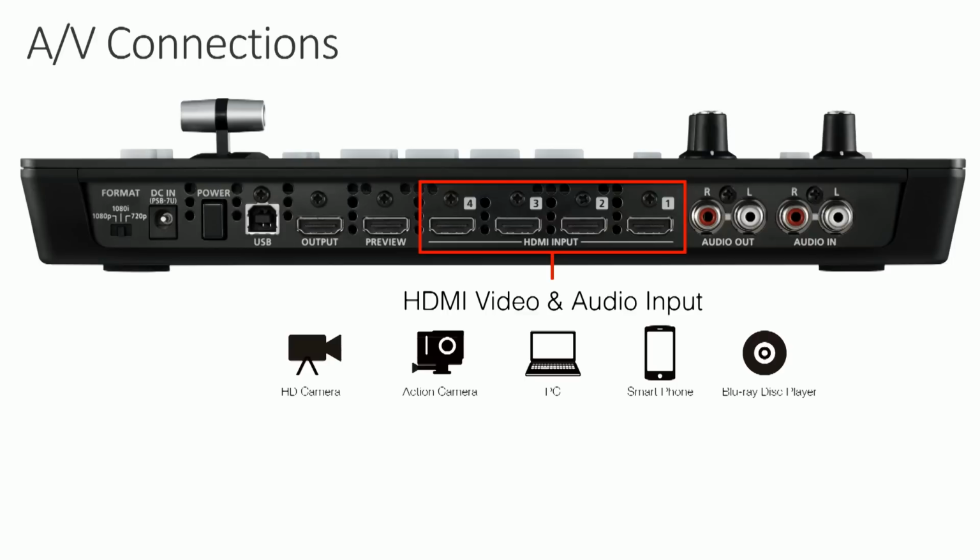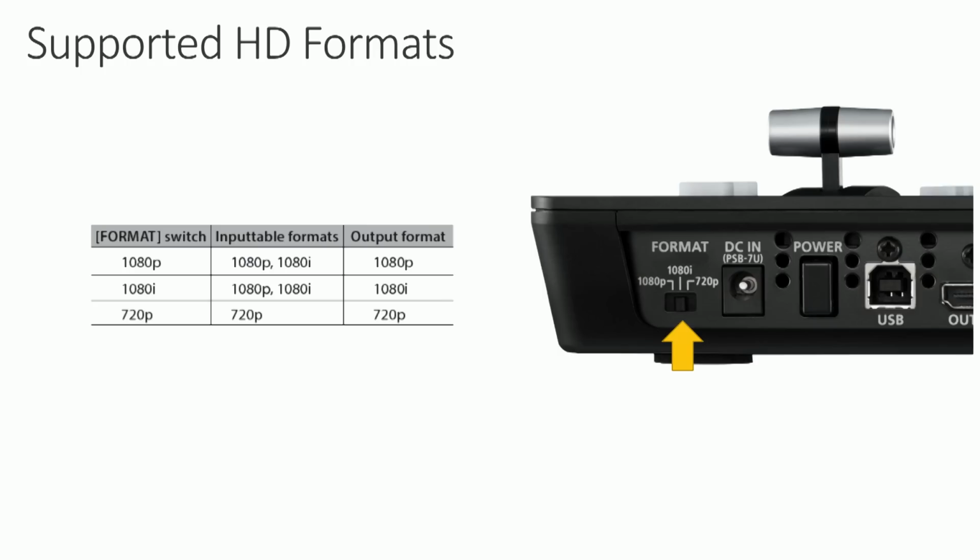Even Blu-ray players. So those are some of the inputs that you can use in the HDMI format. We do support 3 different HD resolutions: 1080p, 1080i, and 720p. And all of those resolutions are selectable on the back panel of the V1HD.